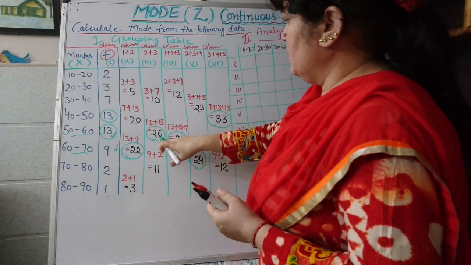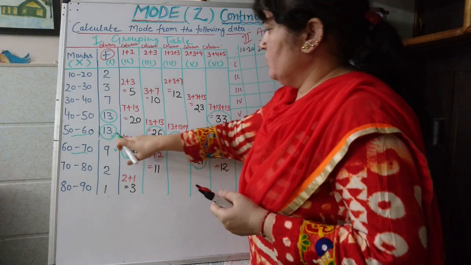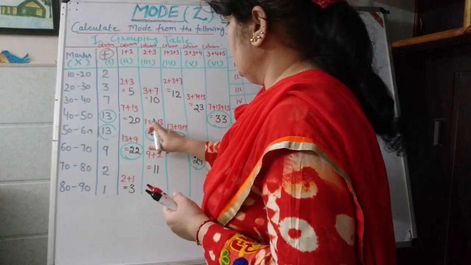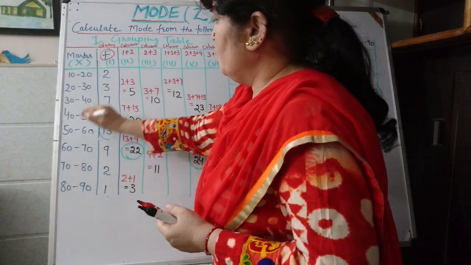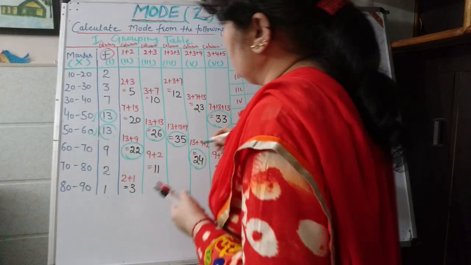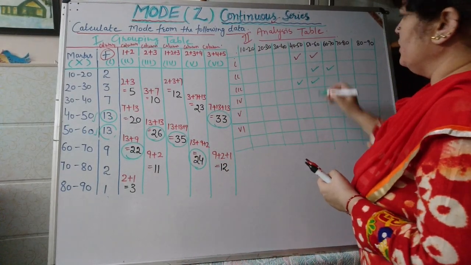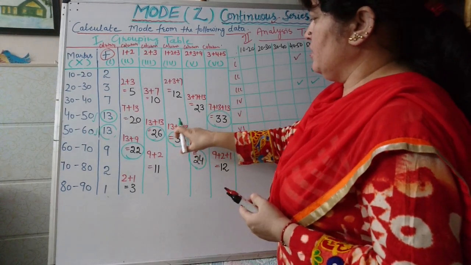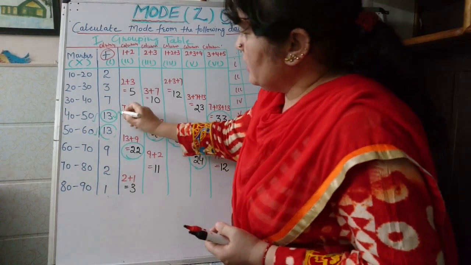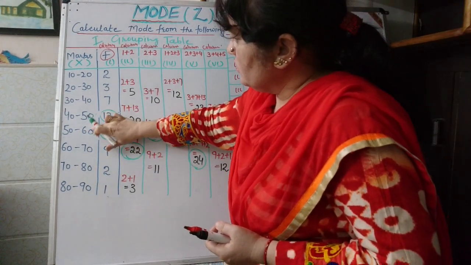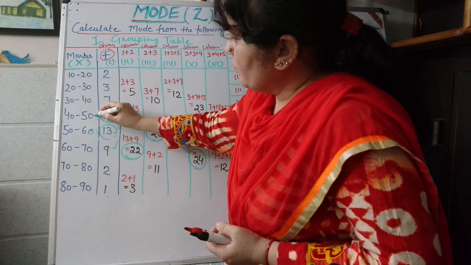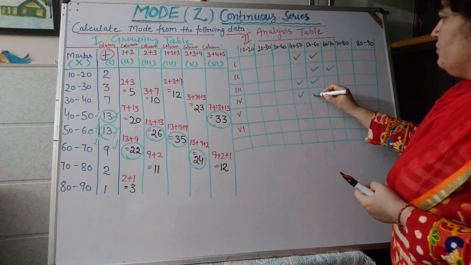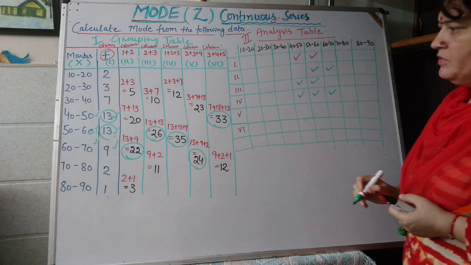Then in the third column, 26 is the highest value, which is against frequency 13 plus 13. So one class interval is 40 to 50, another 50 to 60. In the fourth column, the highest frequency is 35, which is the summation of 13 plus 13 plus 9. So the class intervals will be 40 to 50, 50 to 60, 60 to 70. One tick mark each for 40 to 50, 50 to 60, and 60 to 70.